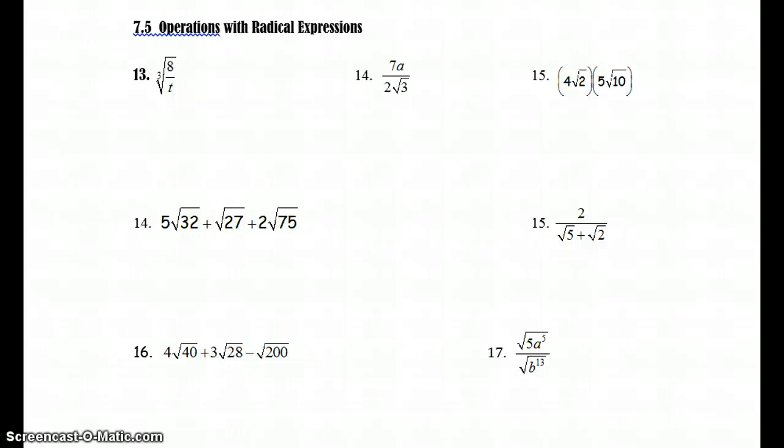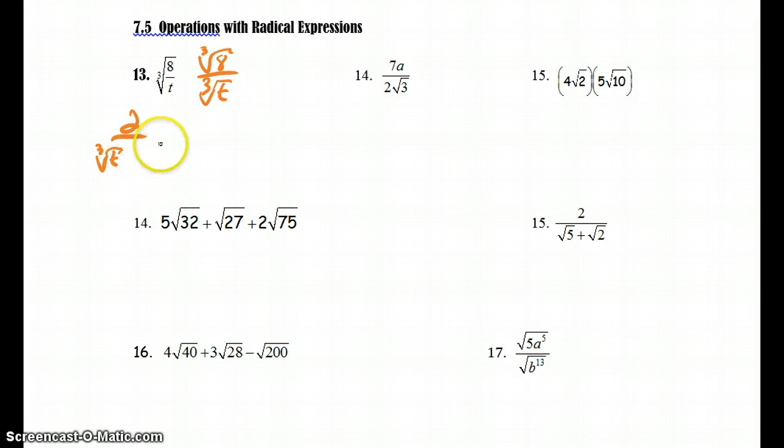I'm going to go through key problems on the 7-5 in-class work. The first example is the cubic root of 8 over t. What I'm going to do is break this up into the cubic root of 8 over the cubic root of t. The cubic root of 8 is 2. The cubic root of t stays there.